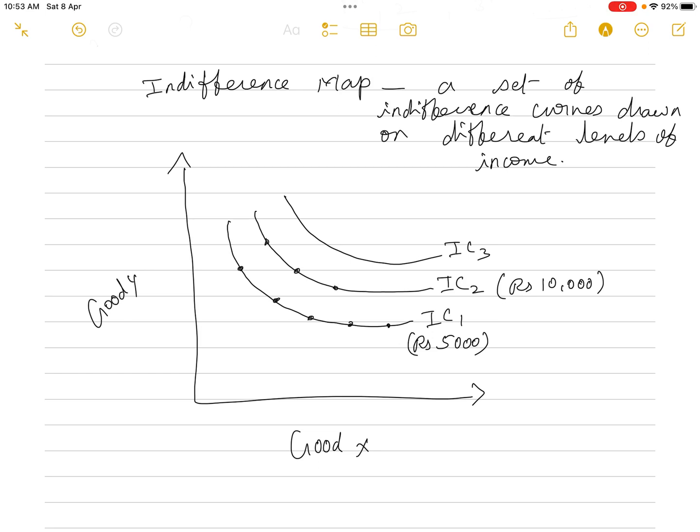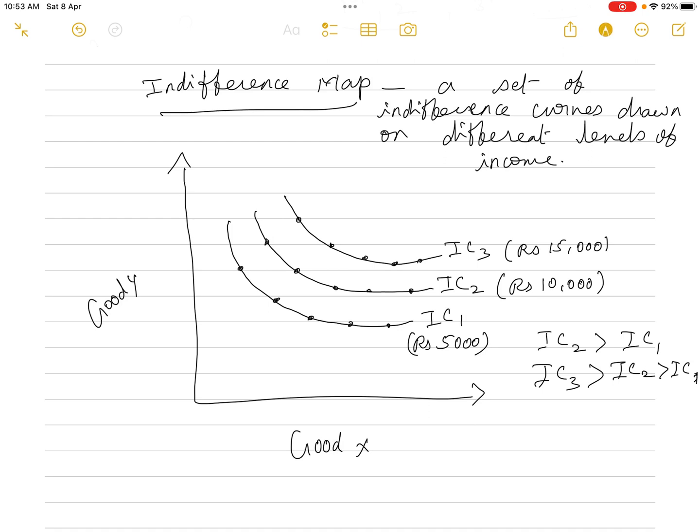Now again move on. Still his income increases. Now all these combinations are giving the same level of satisfaction. So IC2 is giving more satisfaction than IC1. Now IC3 is giving more satisfaction than IC2, which is giving more satisfaction than IC1, because now his income has increased to rupees 15,000. So again all the combinations are going to give the same level of satisfaction. So if you are drawing the set of indifference curves, that is what is known as the indifference map. Okay, so this is the second thing you have to know.